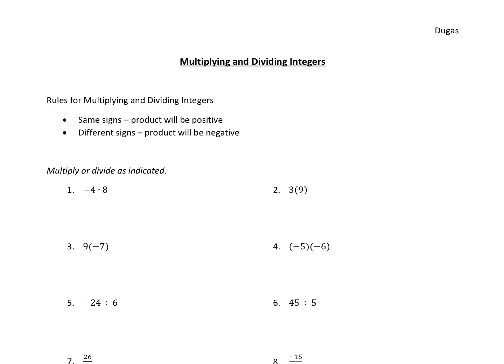This video is going to be an introduction to multiplying and dividing integers. It's going to give some very basic examples so that you can just see the rules for multiplying and dividing integers. So our rule is if they have the same signs, the product will be positive.